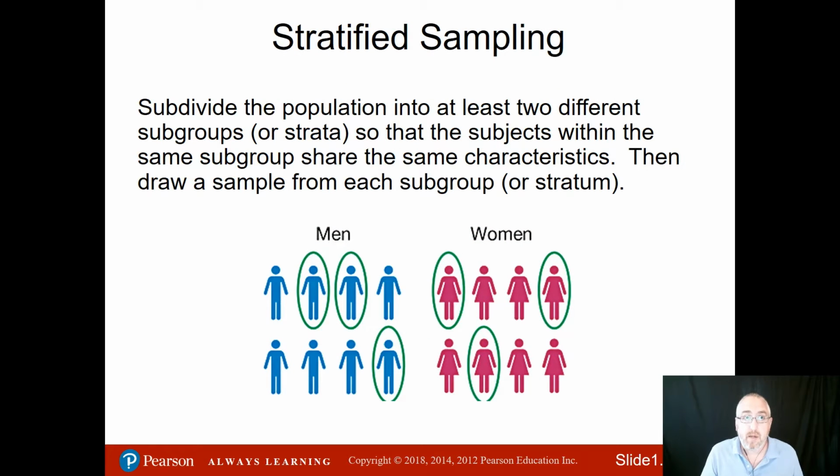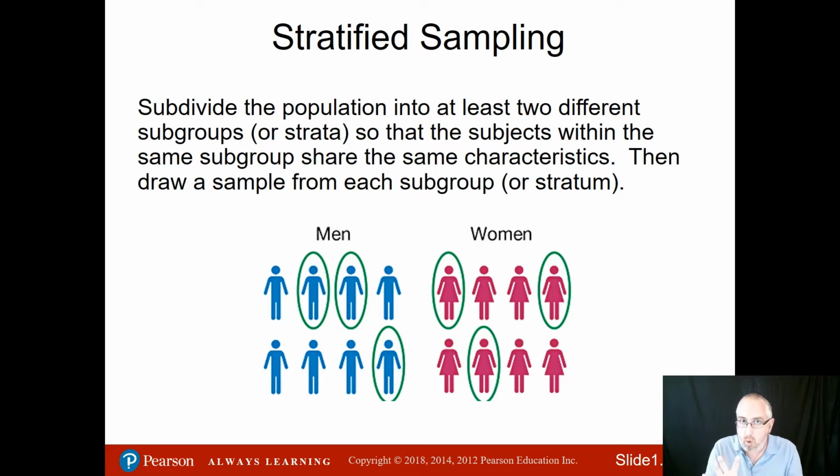Stratified sampling: we subdivide the population into at least 2 different subgroups, or strata, so that subjects within the same subgroup share the same characteristics, then draw a sample from each subgroup, or stratum. All right, this is a very confusing way to describe it. I'm going to show you in your notes in just a second a way that I like to differentiate between this one and the next one, because they're very similar.